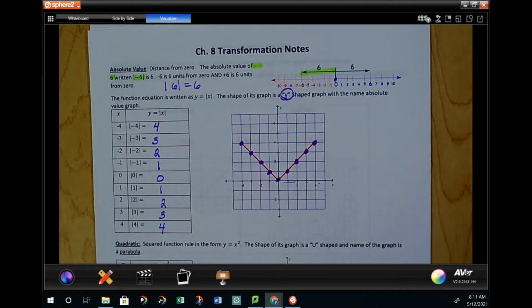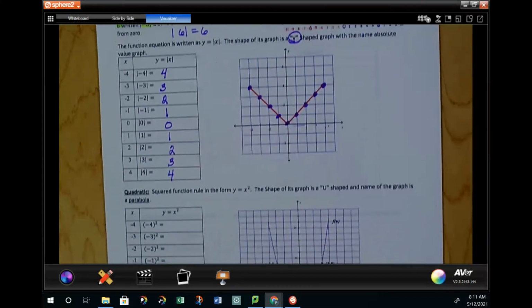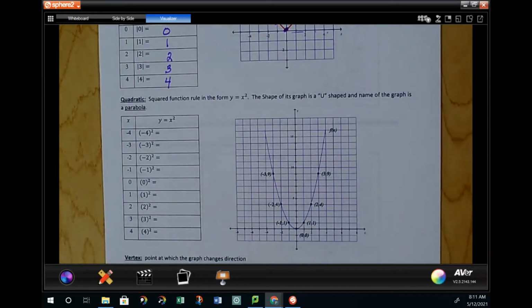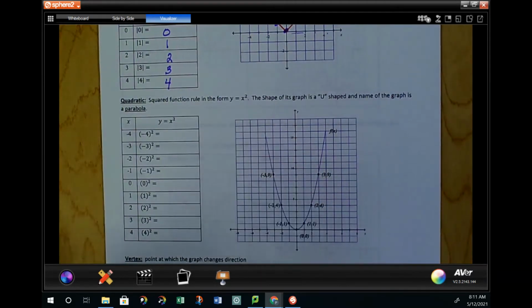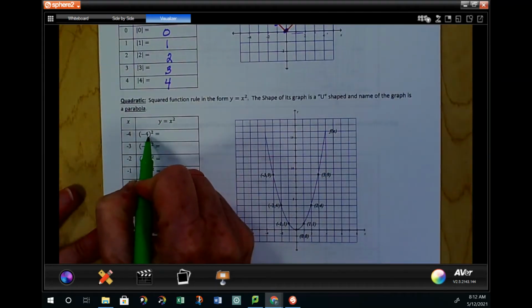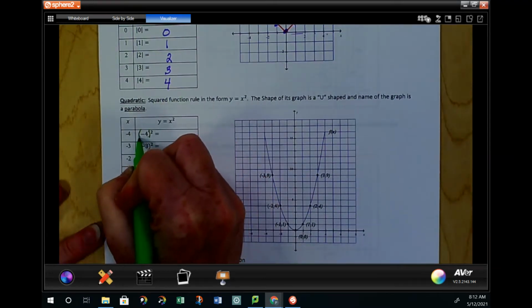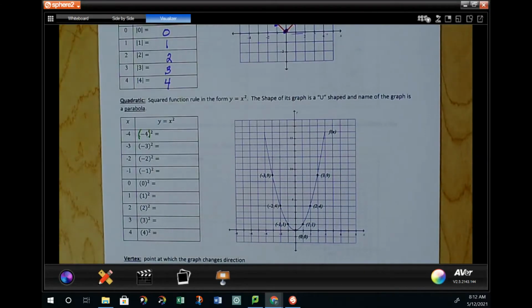So that's the first one that we're going to study in this unit, the first types of functions and the first types of graphs. The second type of graph that we're going to study is the quadratic. Now, quadratic is y equals x squared. And don't ask me why they call it a quadratic, but they do. Basically you're going to square the number. Notice that when I put in -4, I square it and put it in parentheses.